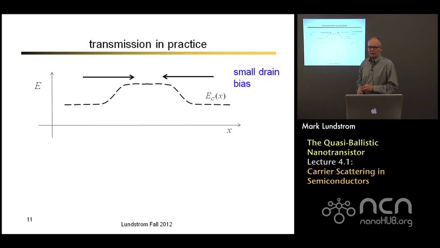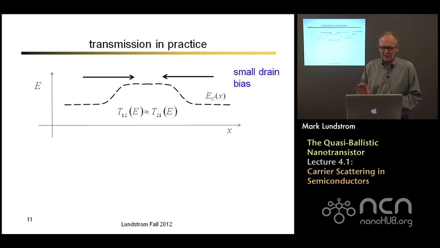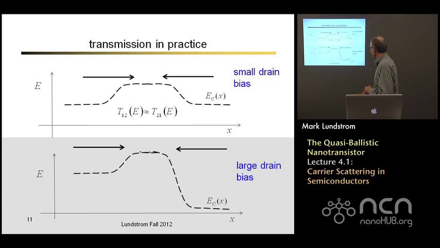If we look in the linear regime, we have a small drain bias. And then, even if there's a little bit of inelastic scattering in the channel, things are symmetrical because the drain bias that's been applied is so small the device looks the same from both directions. So under those conditions, it's not bad to assume that T sub 1,2 is equal to T sub 2,1.